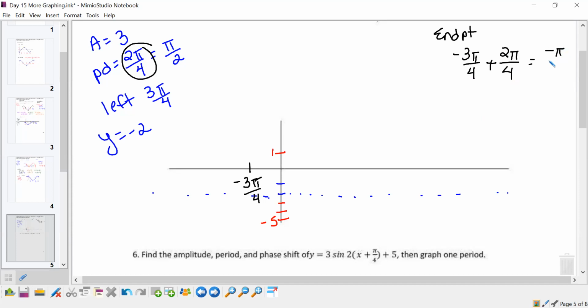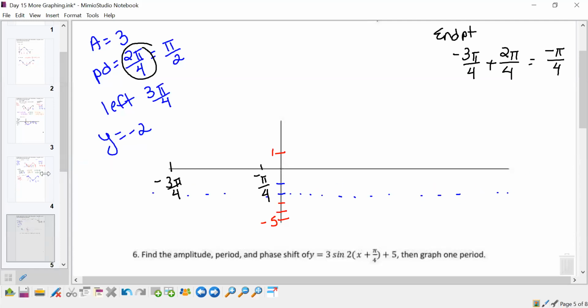That's -pi over 4. All right, I have a scale problem. This needs to go way over here. All right, so I'm going to fit a whole wave between -3 pi over 4 and -pi over 4. I'm not going to use any of this space.